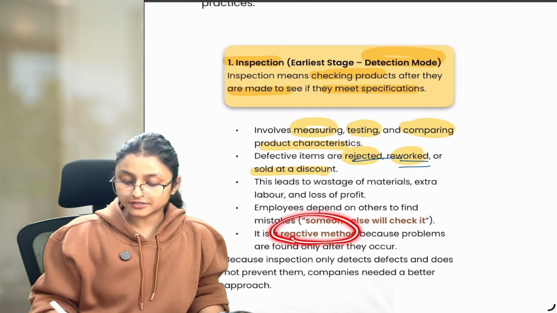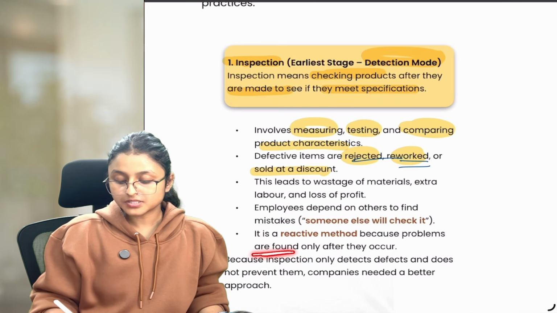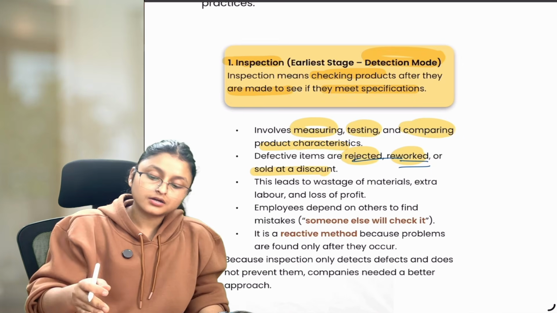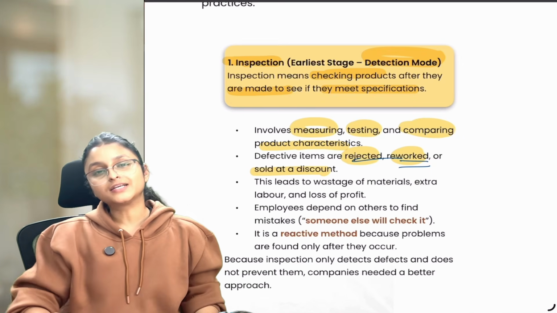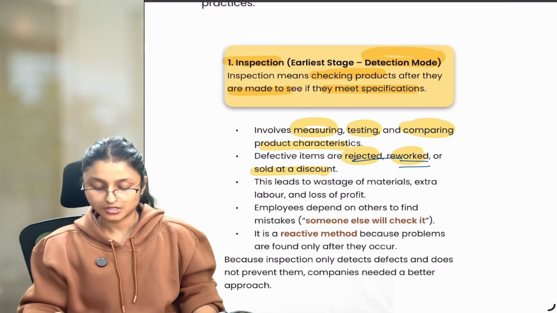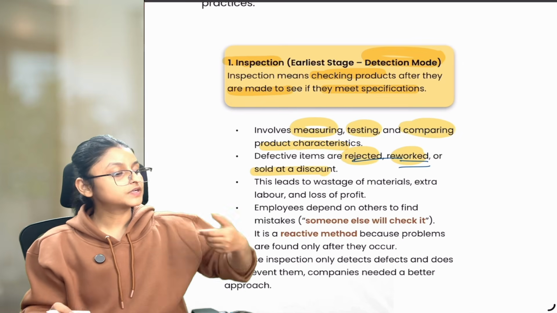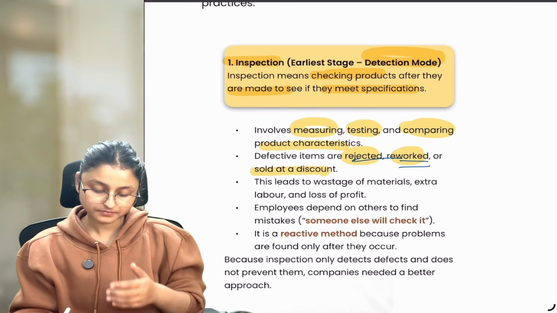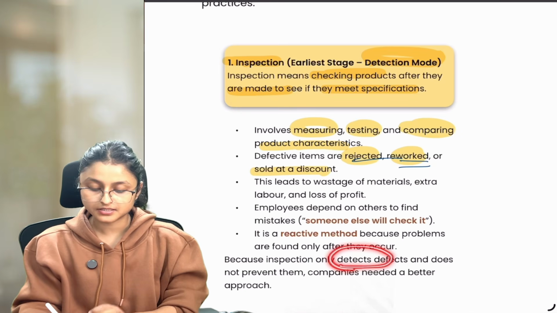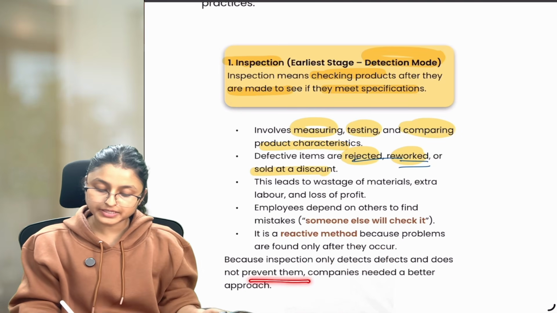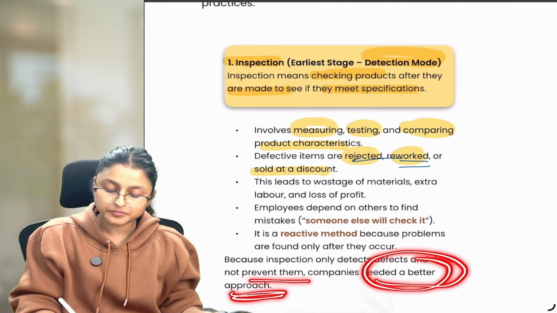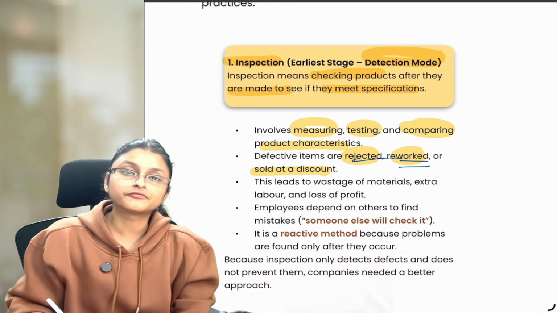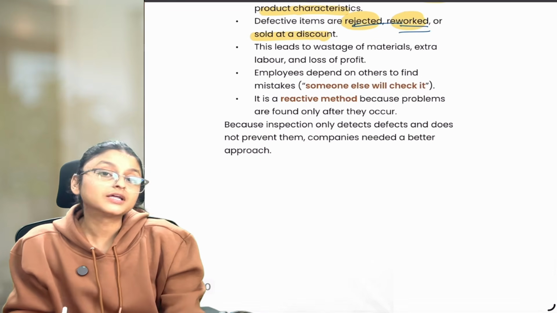It is a reactive method because problems are found only after they occur. When the problems have occurred, now we are trying to find them, and that is why it is known as a detection method or a reactive method. After everything has happened, now we are just trying to find it out. Because inspection only detects defects and does not prevent them, the company needs a better approach. As we are just detecting it, that is why we needed a different approach.